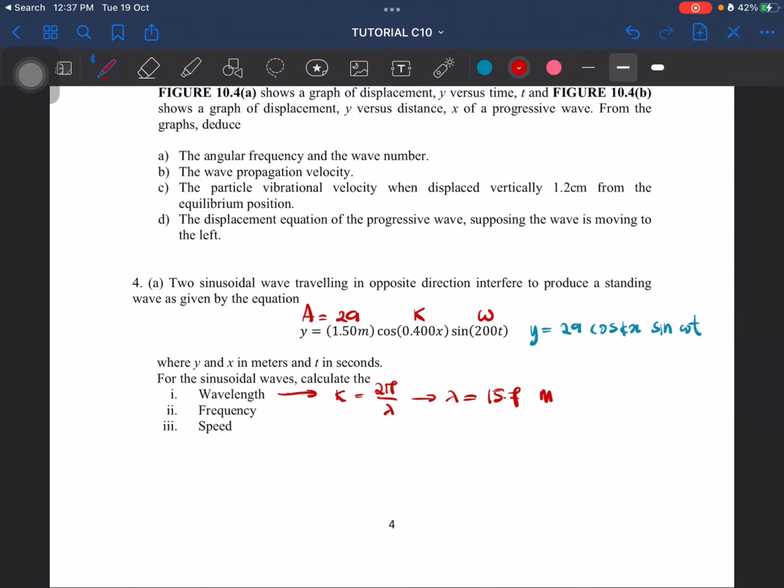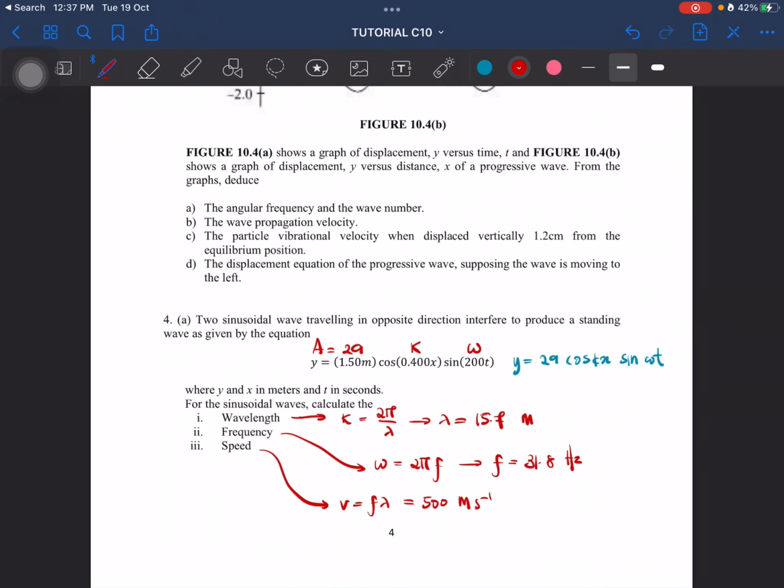which is the amplitude. Okay, and then the frequency, so we can use the formula of omega, which is equal to 2 pi f. So the frequency is then equal to 31.8 hertz. Okay, and then lastly the speed is v equal to f lambda. So this is just 500 meters per second.